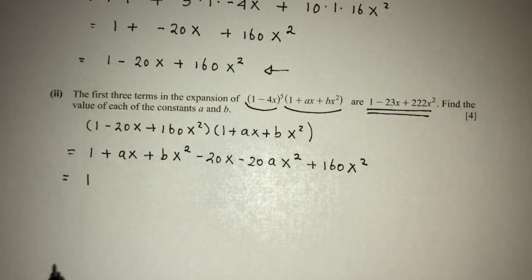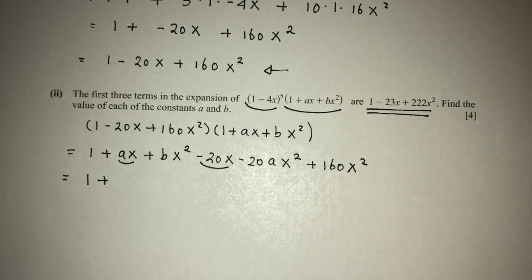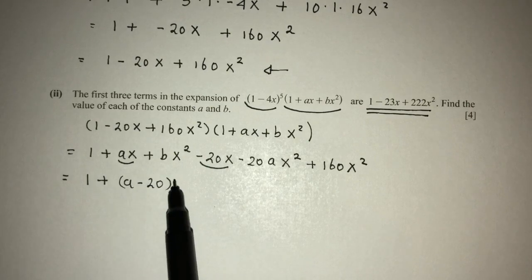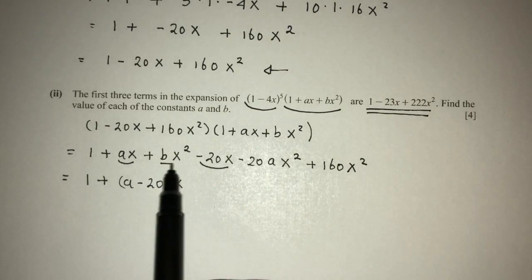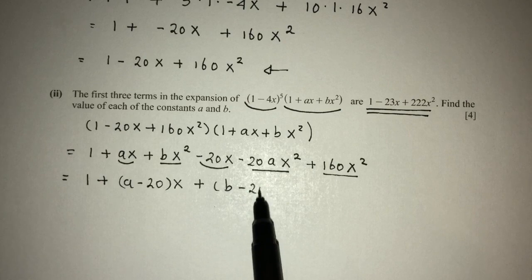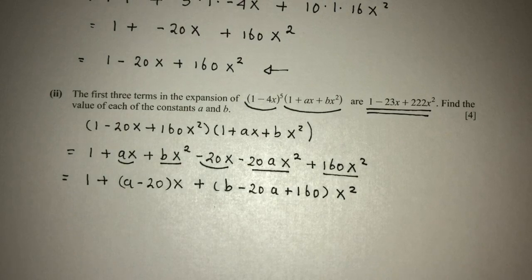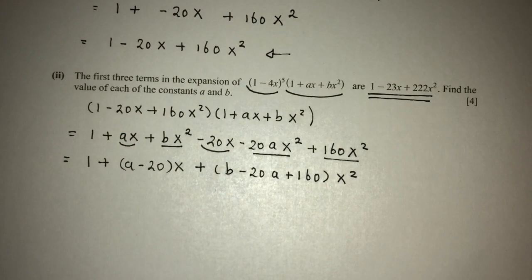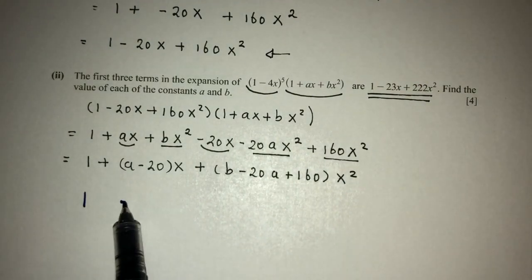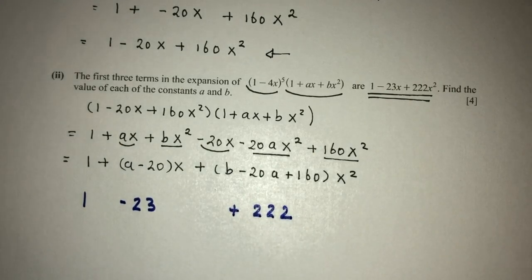Now we can simplify this. So 1 is 1, right? How about the rest? Here we have something in x, and here we have something in x, so we can combine those two together. That will become a minus 20 x. Now we have something in x squared and x squared. That will be b minus 20a plus 160, times x squared. So now we just have to compare the coefficients to find the values of a and b. We know that this is 1, this is minus 23, and this is plus 222. So we just have to compare.